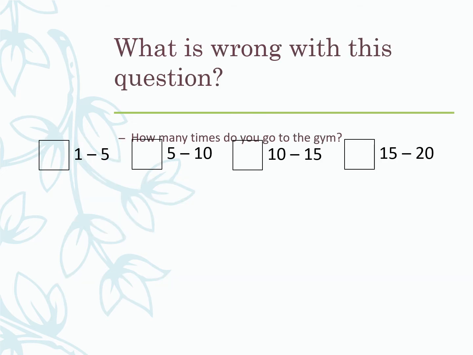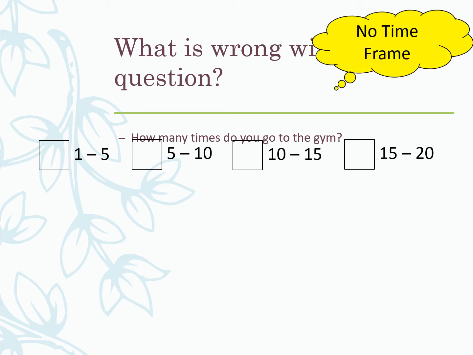Now we have this type of question. Suppose that I want to make a survey from this one. The question is, how many times do you go to the gym? You have to check what is wrong with this one. They gave you the possibilities 1 to 5, 5 to 10, 10 to 15, 15 to 20. What are the mistakes in this question?